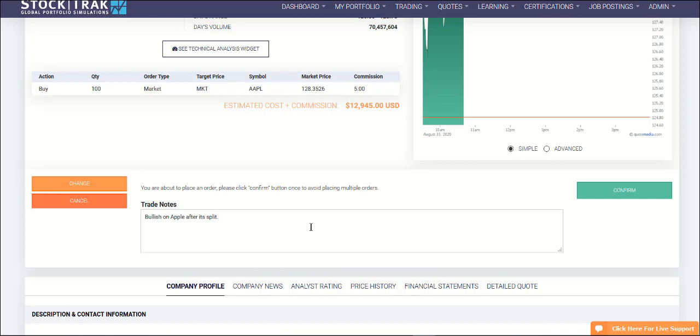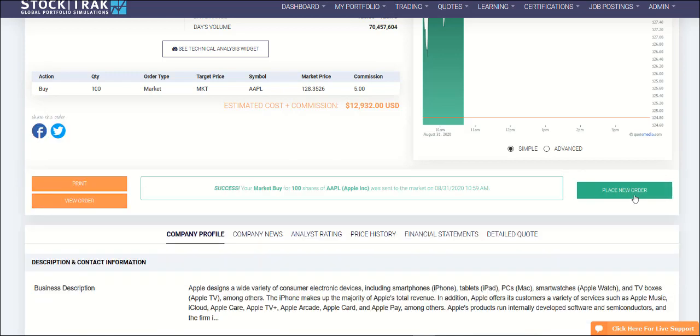You're going to have to write reports later on Stocktrak. And you might want to recall what you did and what you were thinking when you made that trade. Because you may be making 20 trades or more. Some people have done 50 trades. And so you can't remember all the reasons why you bought a particular stock at a particular point in time. So there it is. Put it down in the trading notes. Now hit confirm and the transaction will have taken place.